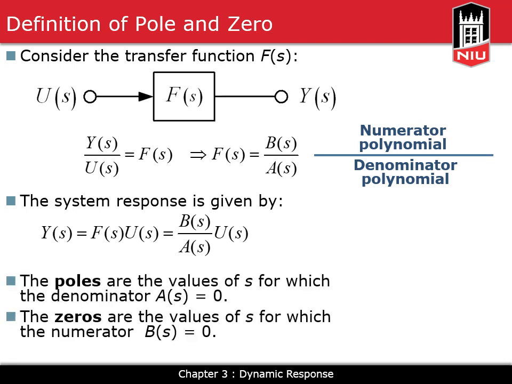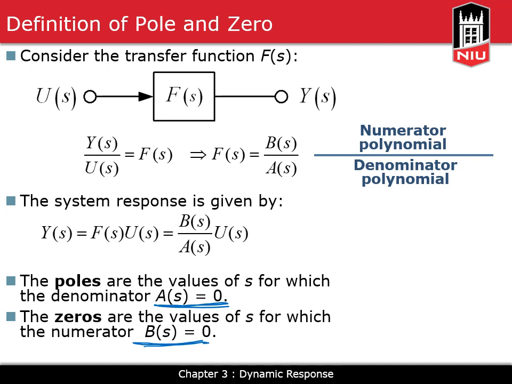Poles of a transfer function are defined as values of s for which the denominator is 0. So that means the roots of the equation A of s equals 0. The zeros of a transfer function are defined as values of s for which the numerator is 0. That means roots of this equation. Numerator polynomial is equal to 0. Solve it, that gives you the zeros.